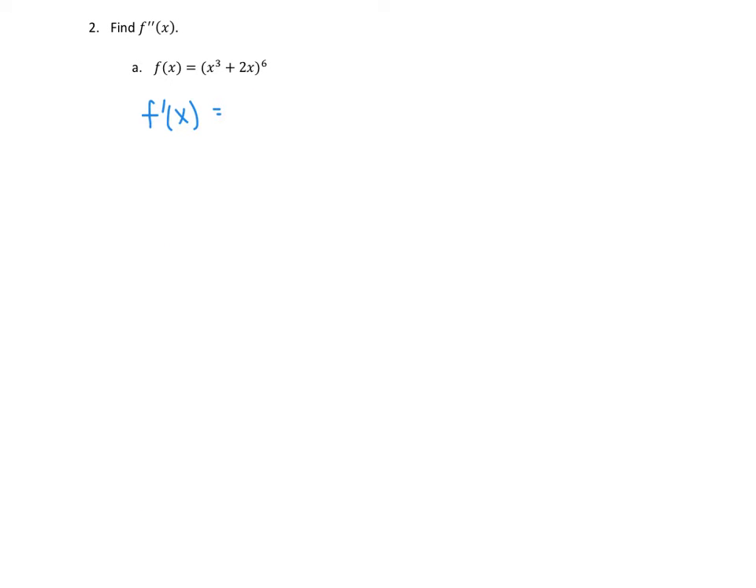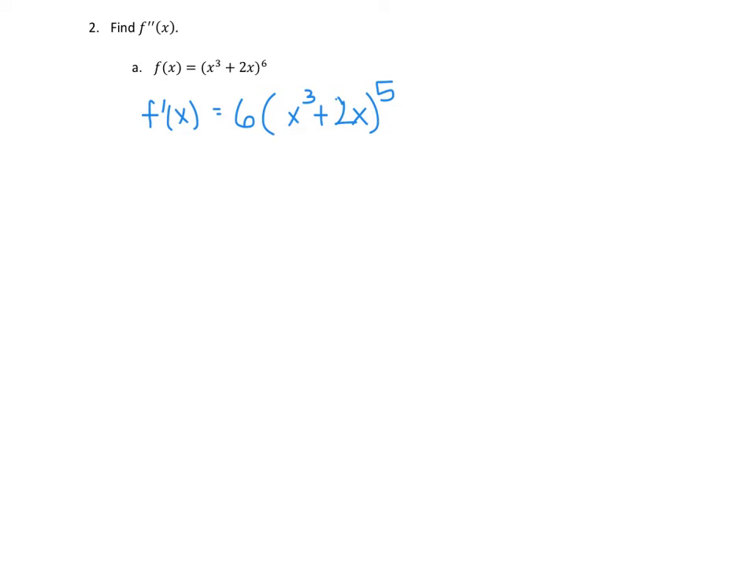Once again, we're asked to find the second derivative. Our function this time is the quantity x cubed plus 2x, all raised to the 6th power. So we begin by taking the first derivative. So here we're going to be using the chain rule. We're bringing the 6 out in front, mentally blocking out what's inside those parentheses, and then subtracting 1 from the exponent to give us an exponent of 5.